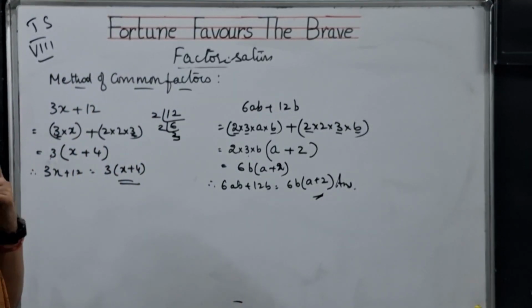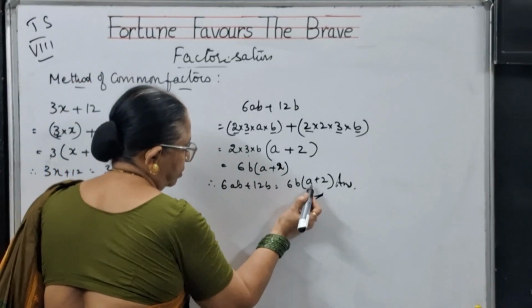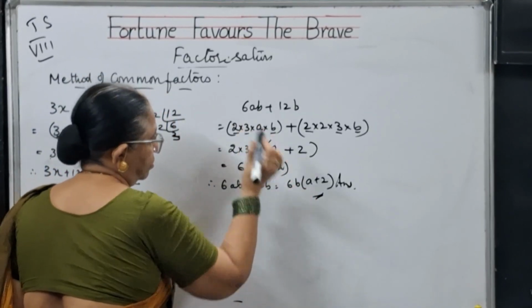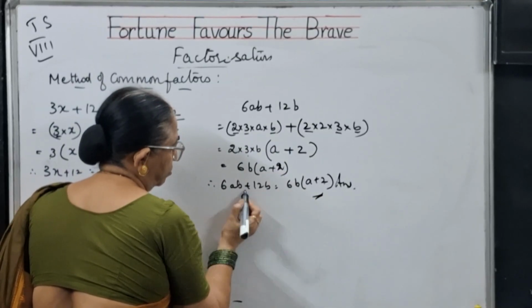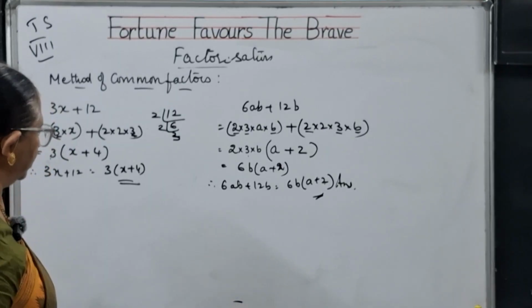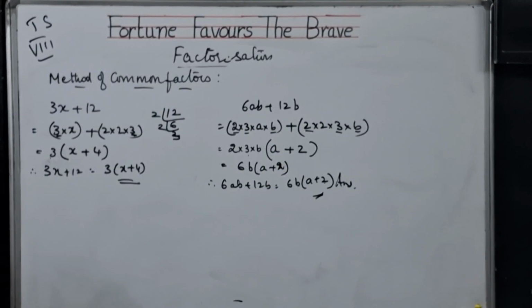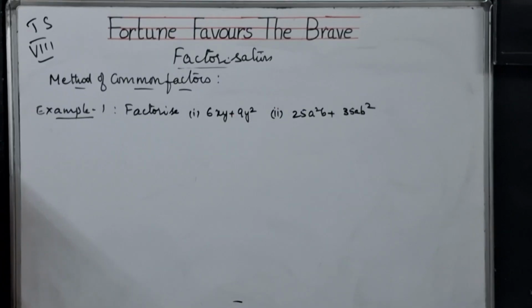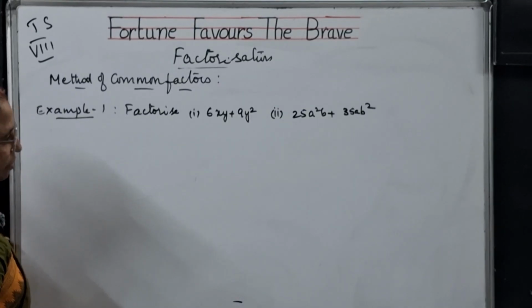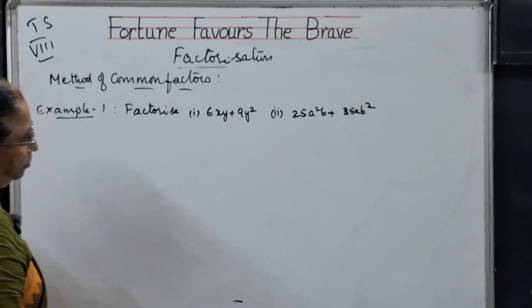You can check whether you are right or wrong just by multiplying: 6 into a into b, 6ab, yes. 6 twos are 12 into b, 12b. I have got it as it is. So, please note it down. These are some of the topics given to you in your textbook for an explanation of common factors. Example 1, factorize 6xy plus 9y square, first bit. Second bit, 25a square b plus 35ab square.